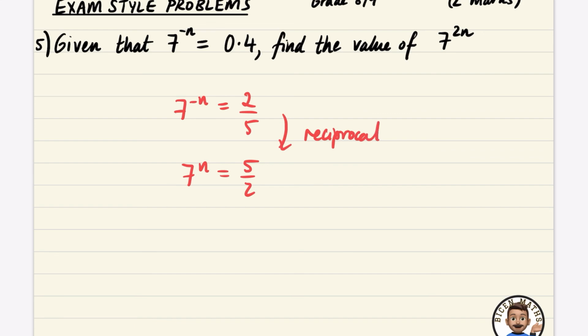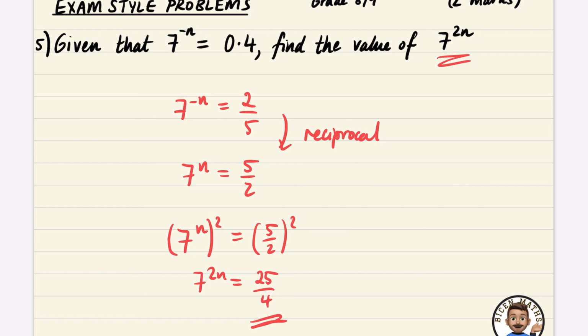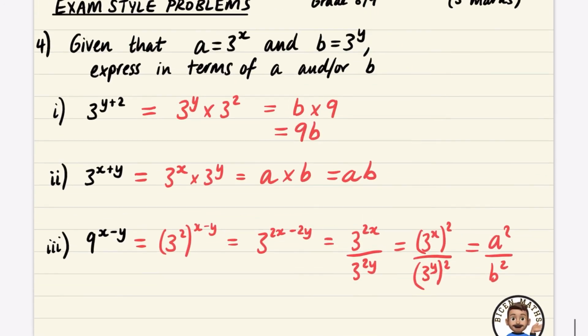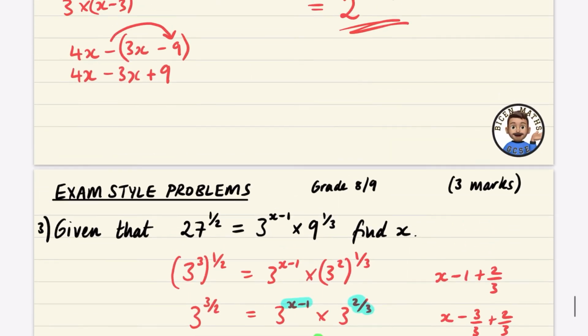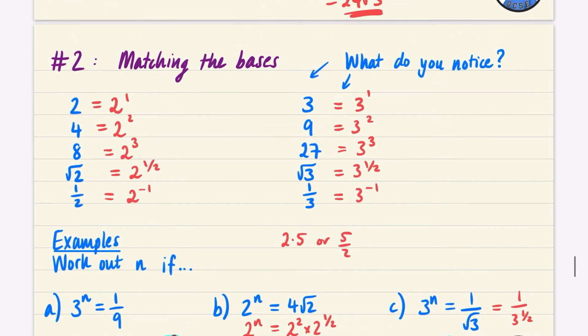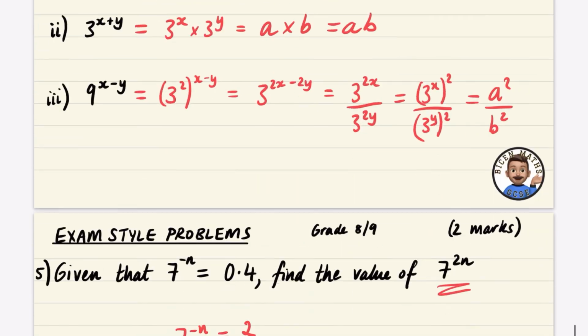And now I want to make it 7 to the power of 2n. Well, to get it as a 7 to the power of 2n, I'm multiplying it by 2. In other words, I'm squaring it, because the n and the 2 will multiply to get 2n. So I better do the same thing on the other side. So that's 5/2 squared. So 7 to the power of 2n is 5 squared over 2 squared, which is 25/4. So well done if you've caught up, if you've been able to keep up with all of these questions. I think they've been really quite tricky, and this has been quite a long video because I've done this matching the bases alongside some exam questions as well.